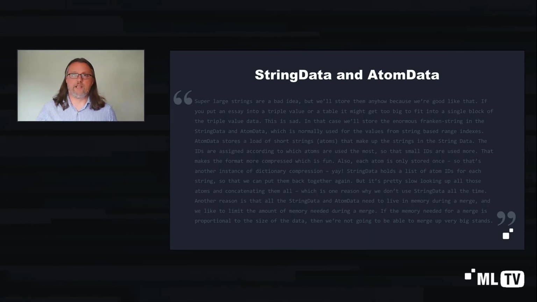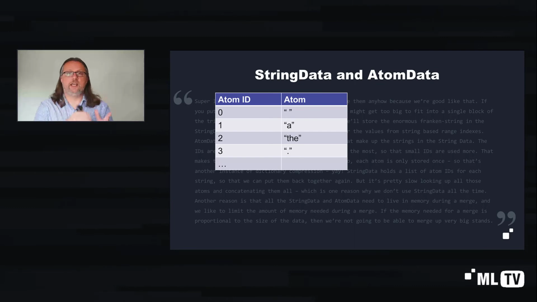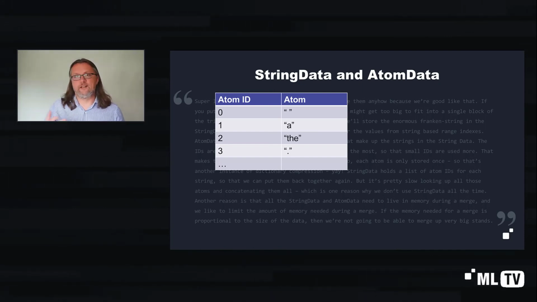So all string range index data is stored in these files. What happens is that the string is atomized into tokens or atoms, and each atom is assigned an ID and stored in the AtomData. That ID is assigned based on frequency of occurrence. So the most often used atom, which is often something like a space, for instance, gets the lowest ID. Again, we're after storing smaller IDs, smaller integers, more frequently.